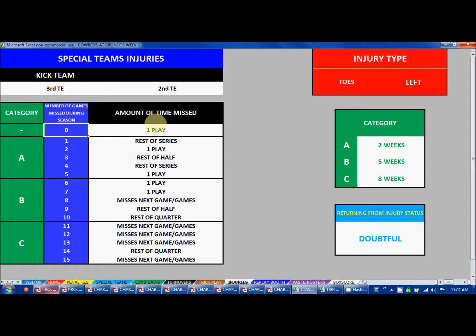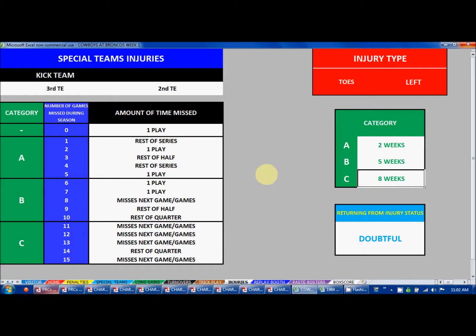If he missed 0, then this tells you how much time he's out. If he missed 1 game, then he's out for the rest of the series. If he misses 2 games, in other words, if he played 14 out of the 16 games, it's 1 play. The lower you go, the more chance of missing games. If he does miss games, then you go over here to the category A, B, or C, check it with this chart, A, B, or C, to determine how long he is out. 2 weeks, 5 weeks, 8 weeks, etc.